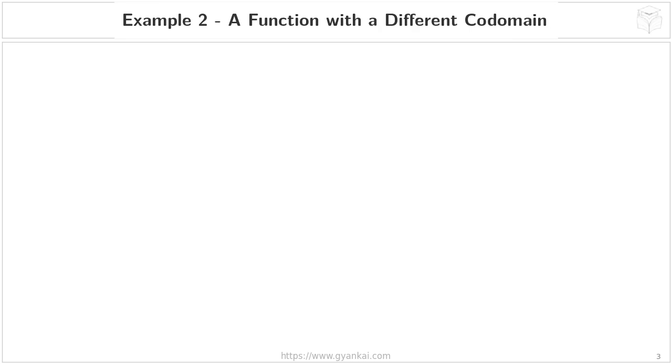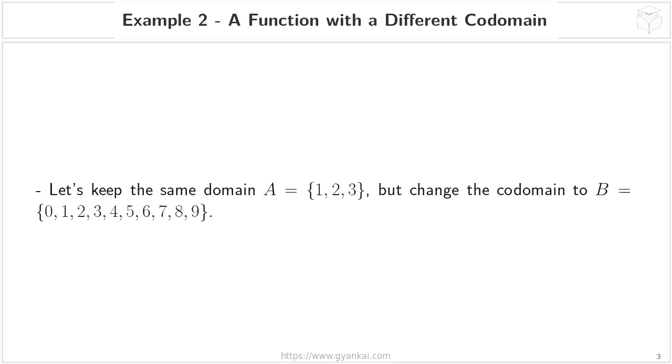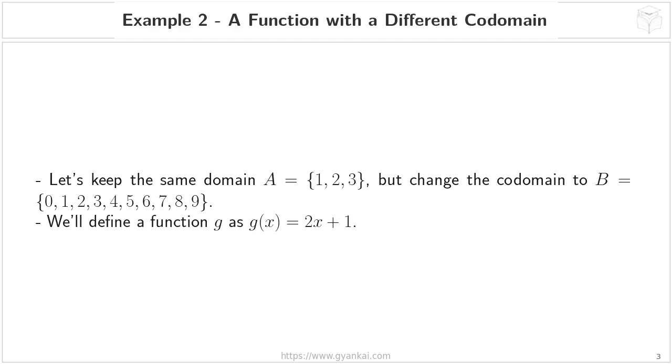Example 2, a function with a different codomain. So let's move on to our second example. As you recall from the previous slide, we were looking at how functions map elements from a domain to a codomain. Now, in this example, we're going to keep the domain the same, that is, the set containing the numbers 1, 2, and 3, but we're going to broaden our codomain, the set of possible outputs. So our new codomain, which we'll call B, will be the set containing the numbers from 0 up to 9: 0, 1, 2, 3, 4, 5, 6, 7, 8, and 9.